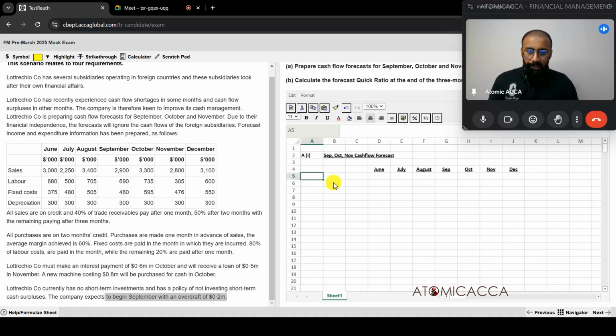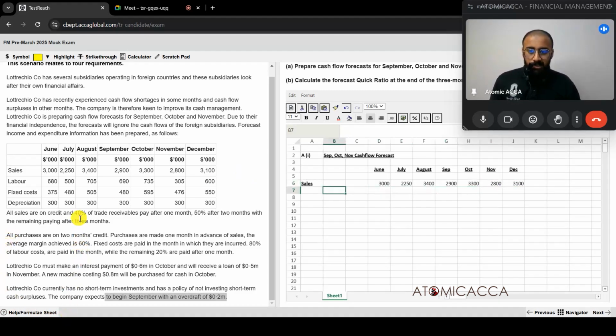First, let's do the calculation for the sales figure. What are the given amounts we have? Sales we have in June is equal to 3000, 2250, 3400, 2900, 3300, 2800, and 3100.